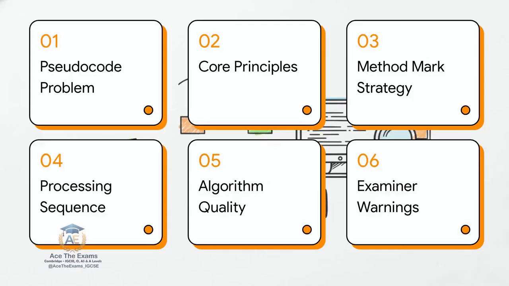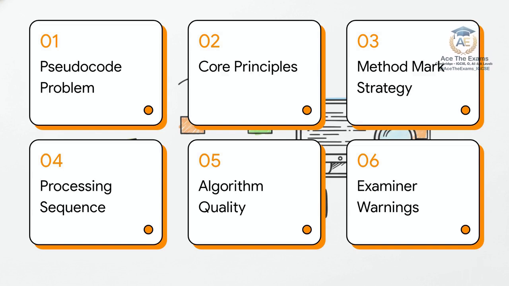Here is the exact roadmap we are going to use to get inside the examiner's mind today. We'll start with Section 1, the pseudocode problem. Then, Section 2, the core theoretical principles you need to know. Section 3 introduces the method mark strategy. Section 4 is our systematic processing sequence. Section 5 covers evaluating algorithm quality. And finally, Section 6 will hit the top examiner warnings.